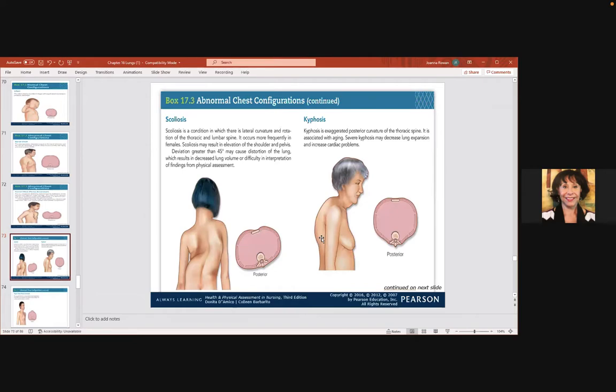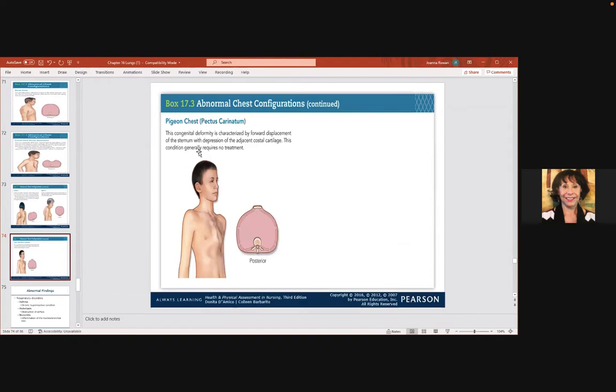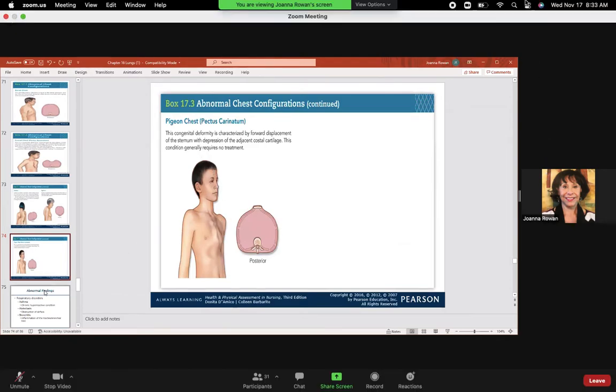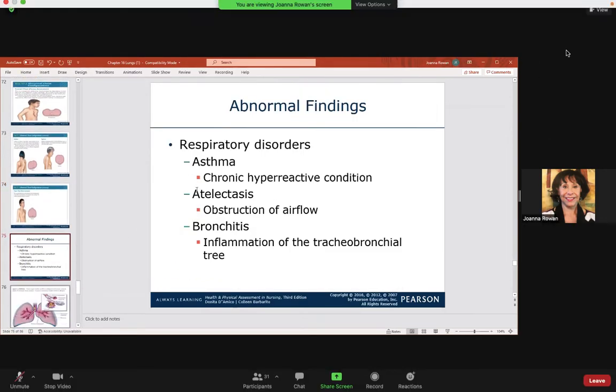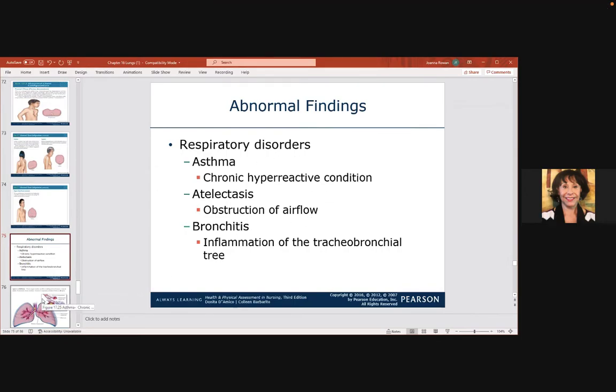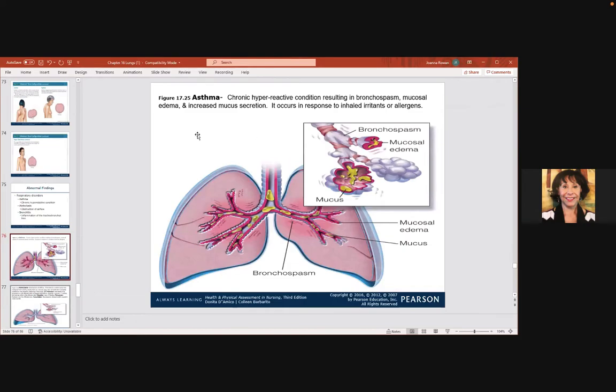Now kyphosis, which is an exaggerated posterior curvature of the thoracic spine. It is associated with aging. Severe kyphosis may decrease lung expansion and increase cardiac problems. Nothing on pigeon chest or pectus carinatum. The abnormal findings, we are going to go over the pictures.